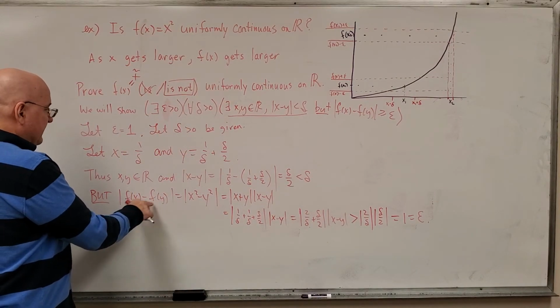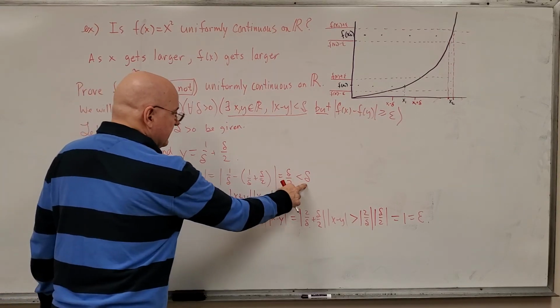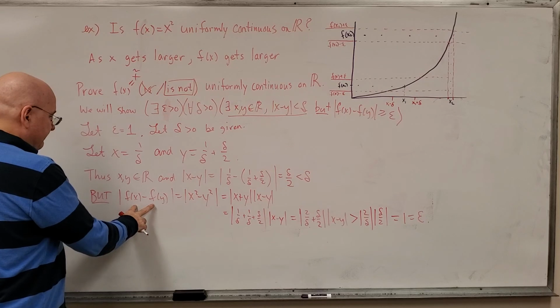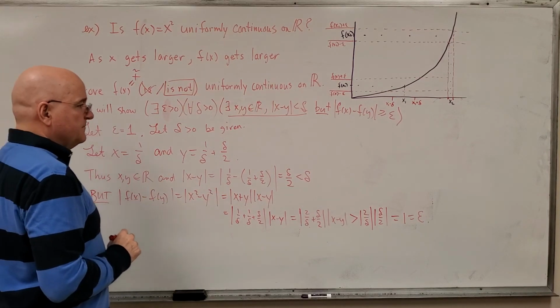So we had |x − y| less than delta, but |f(x) − f(y)| is greater than 1. So that's the end of the proof.